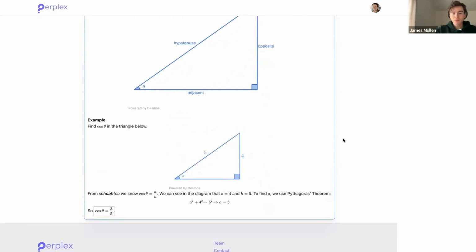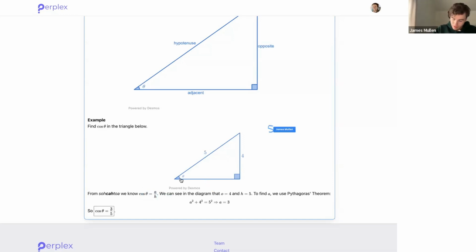Okay, so let's do a quick example, and then I'll give you a chance to do a problem. I have a triangle with a hypotenuse of 5 and side length 4 opposite an angle theta. We need to know the adjacent and the hypotenuse. We know the hypotenuse is 5, and we don't know what the adjacent side is. We can find it using Pythagoras.